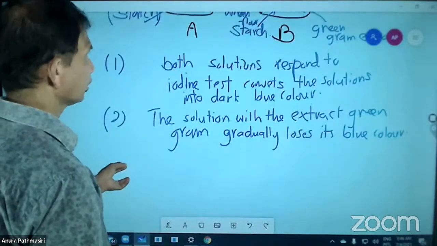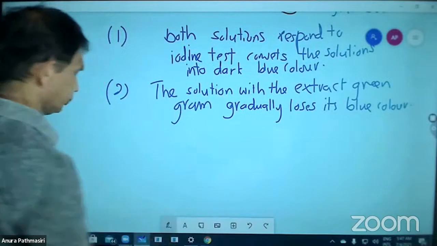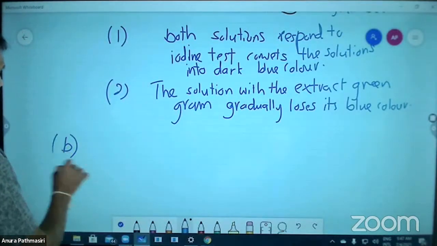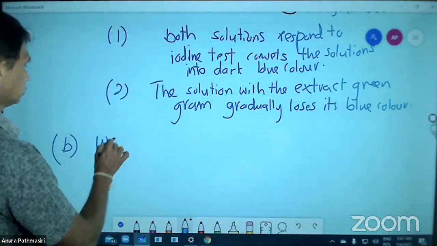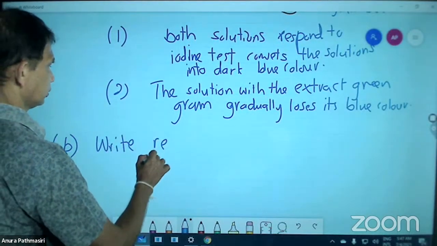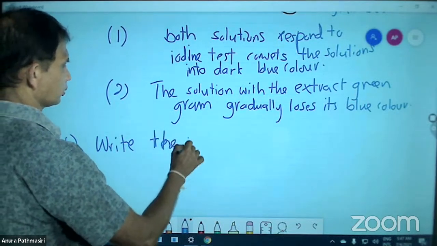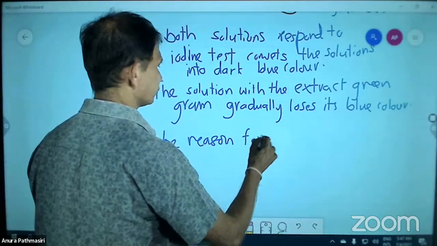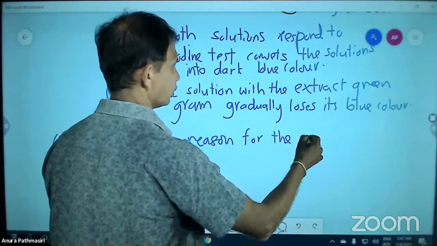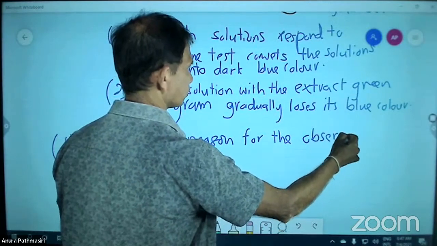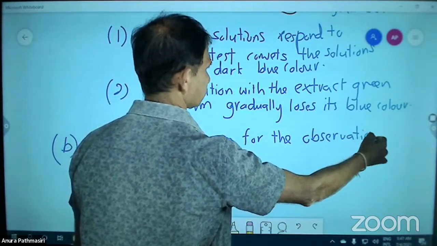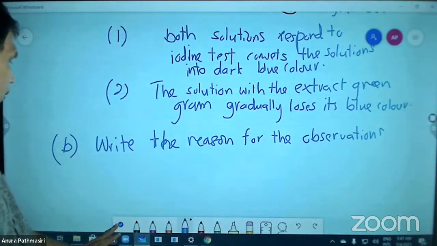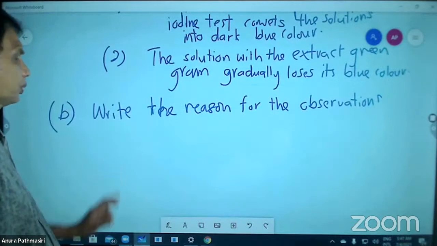Can you write the reason? My next question is B. Write the reason for the observation. What is the reason for the observation?